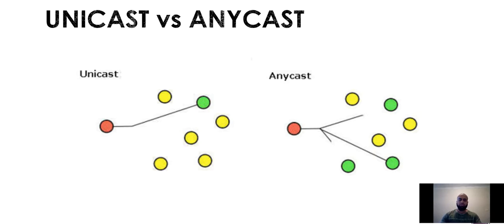What that means is, if an end user, which are the red dots in the diagram, makes a request to an IP address in the case of a unicast network, that has to go to a specific machine. And in case that machine is down, then traffic is lost. You can't get a response back.